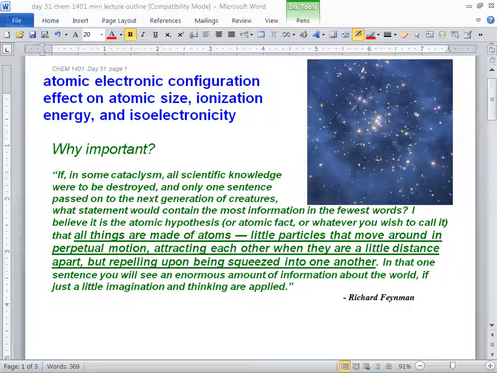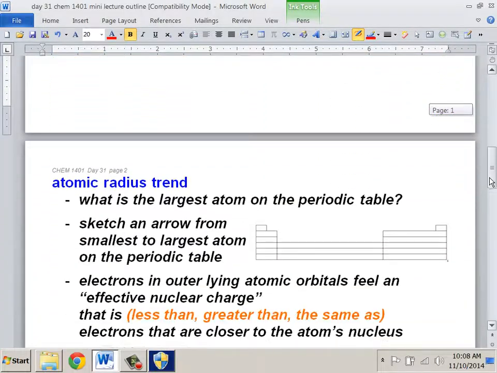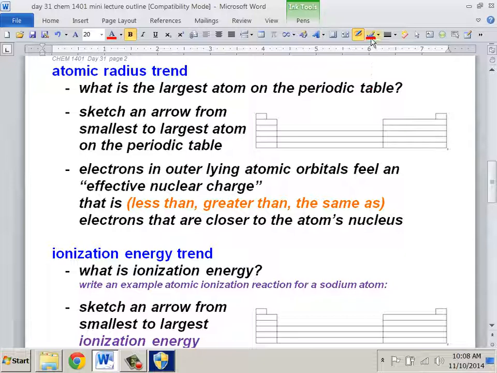So that's the basis of a lot of our current technology. Now that doesn't mean that we understand everything, and we don't. We've got a ways to go, but it's a fundamental idea. So on that trend, we're going to start with talking about some trends from the periodic table, using the periodic table as a cheat sheet. So start with the atomic radius trend.